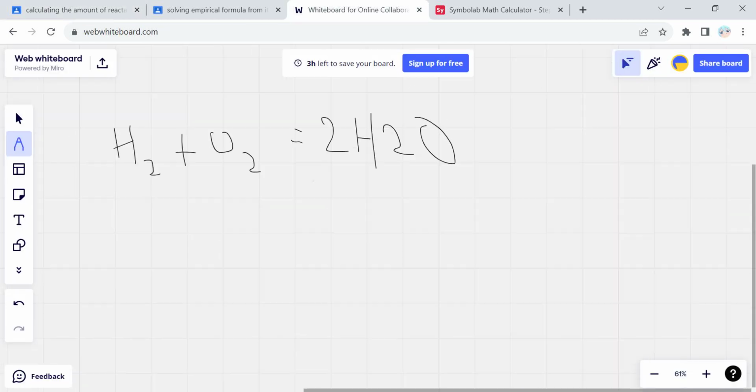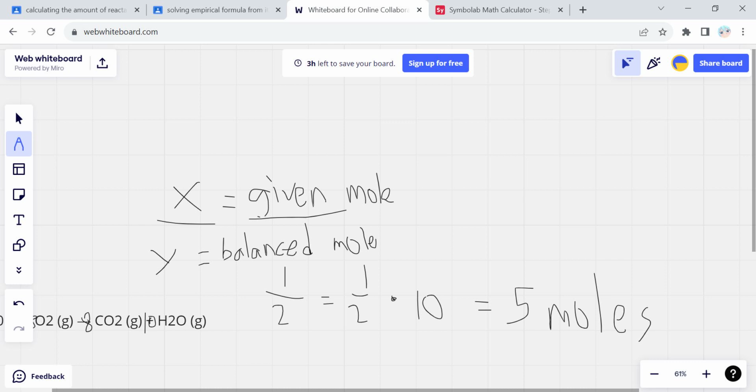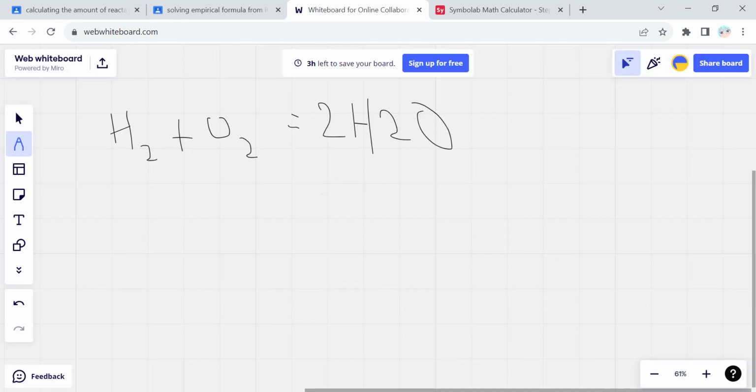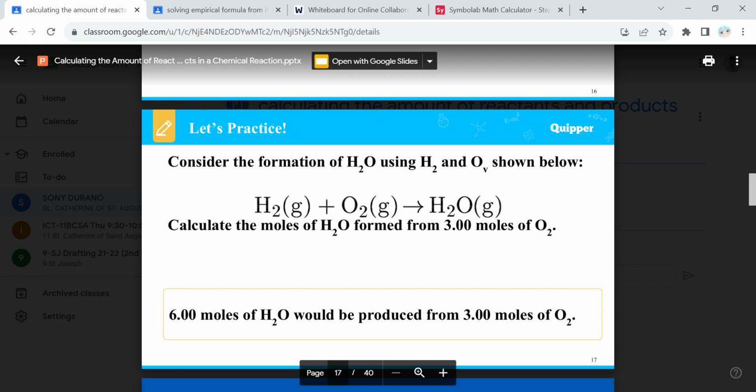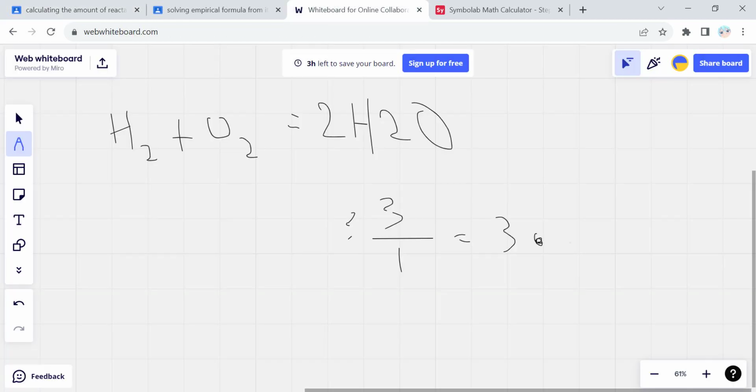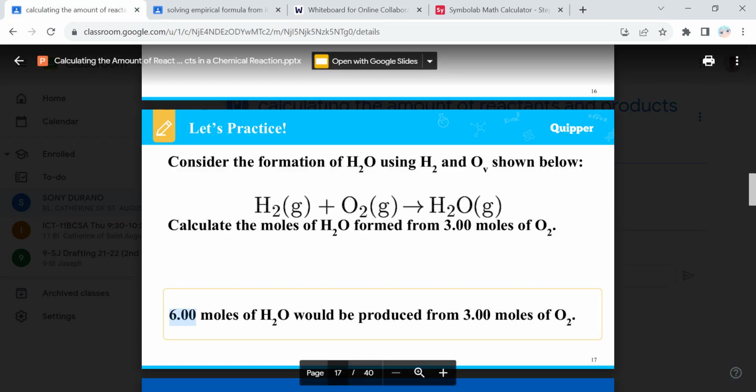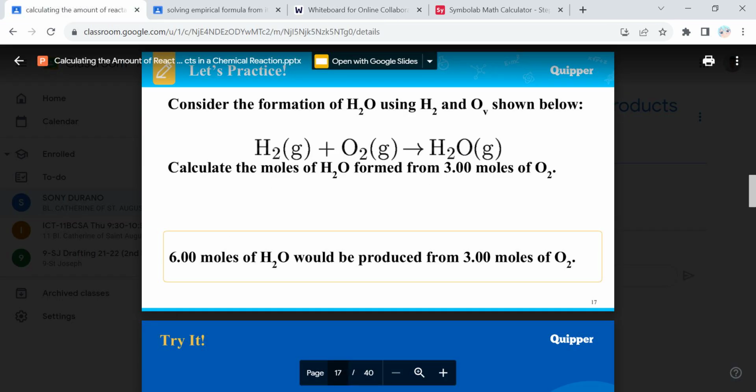So again, we divide using this formula, given mole divided by the balanced mole. So our given mole is 3. 3 divided by 1, since our given mole is 3 and our balanced mole is 1. It should give us 3 times the mole of what we're trying to calculate, which is 2, equals 6. So now the answer for this is 6. As we can see, we managed to prove it.